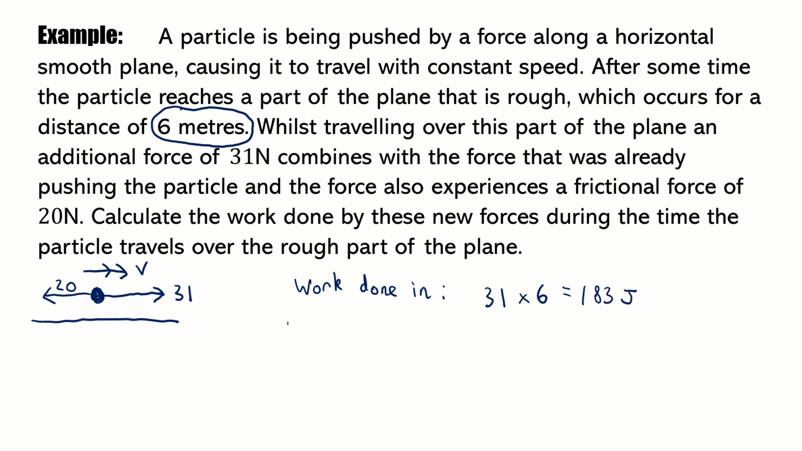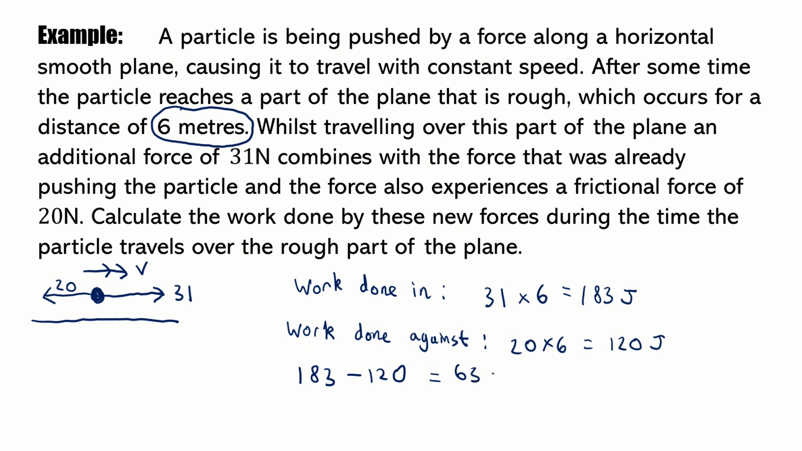We then also have work done against our object, because we've got that force of 20 newtons acting in the opposite direction to our velocity. So that would be work done of 20 times 6 meters, which would of course be 120 joules. But therefore the overall change in energy caused by the work done would be positive 183 for the work done in, minus 120 for the work done against, which means there's an overall positive change of 63 joules.